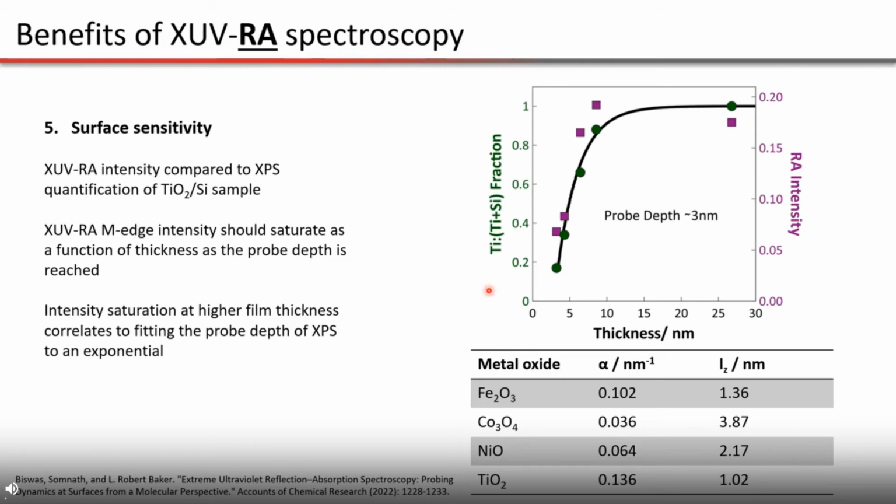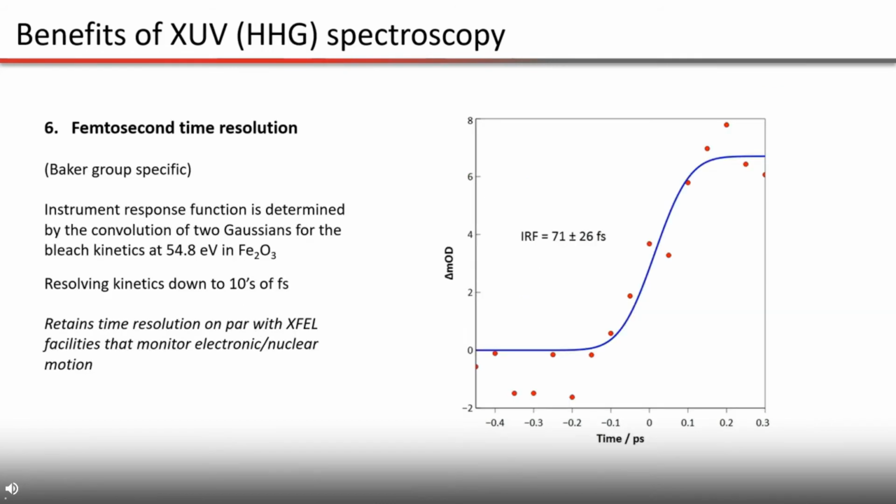And so this intensity saturation at higher film thicknesses correlates to fitting this XPS signal to an exponential. And so from quantifying this, we were able to determine that the probe depth in this specific case was about 3 nanometers. However, this is highly material dependent. So as I mentioned before, different materials can attenuate the XUV beam in different ways. So the attenuation coefficient allows us to quantify this probe depth directly. But you'll see that for most transition metal oxides that we've studied, this is on the scale of a few nanometers. So we're really just probing the top couple of atomic layers.